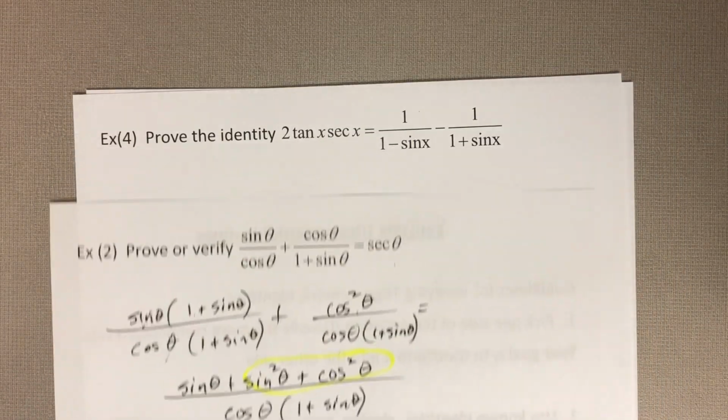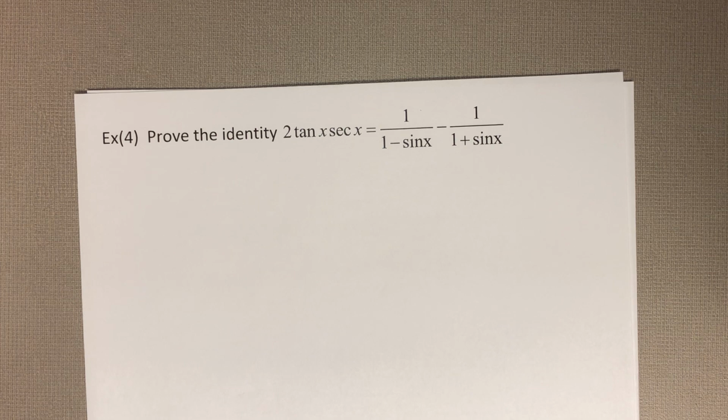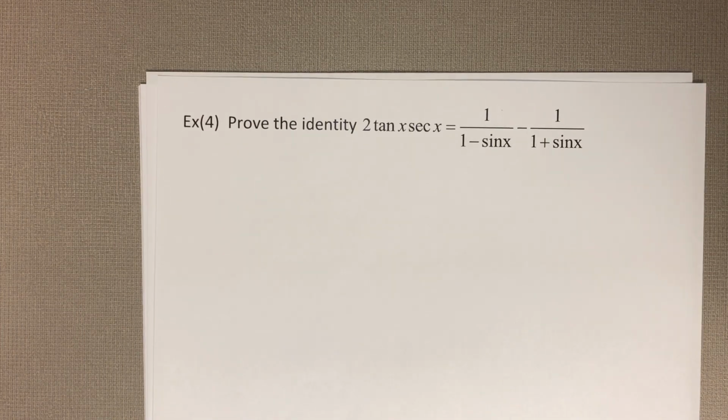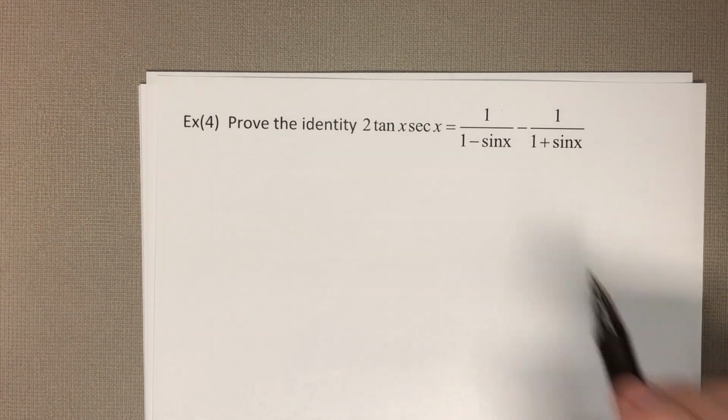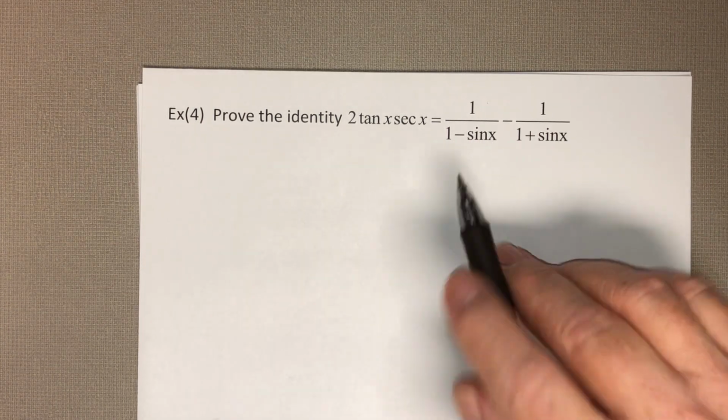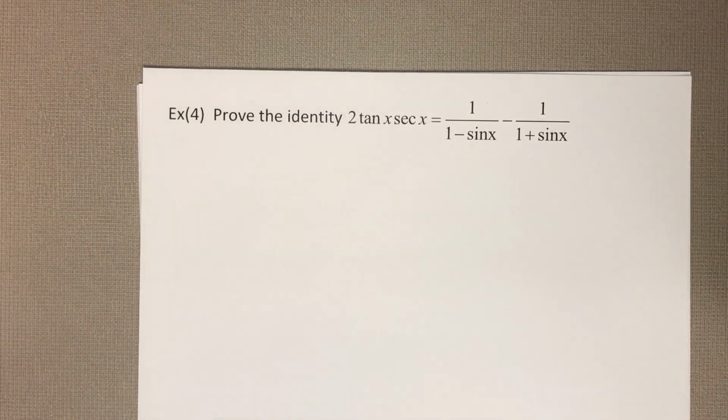All right, let's turn the page. Next we have the identity that 2 times the tangent of x times the secant of x is equal to 1 divided by 1 minus the sine of theta minus 1 divided by 1 plus the sine of theta. Well, I want to get a common denominator.